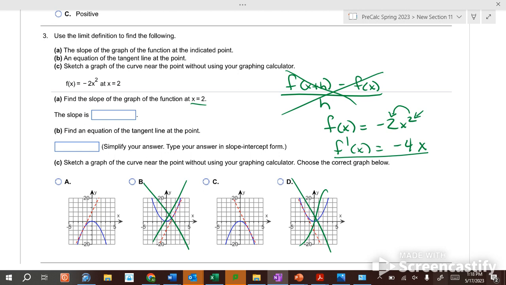All right. So if we stick our 2 in there, our slope at that point is negative 8. Okay? And then find the equation of the tangent line at that point. Well, first of all, where is the point at? At what point am I at on that function? At 2 what? What is the ordered pair of my point? 2 what?